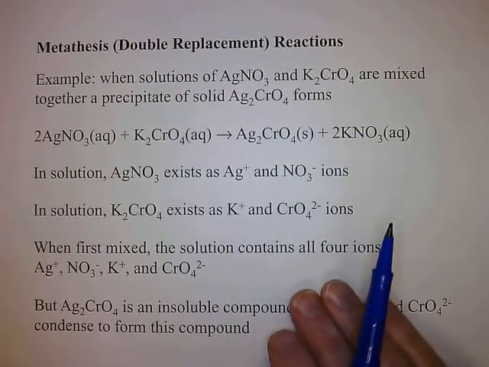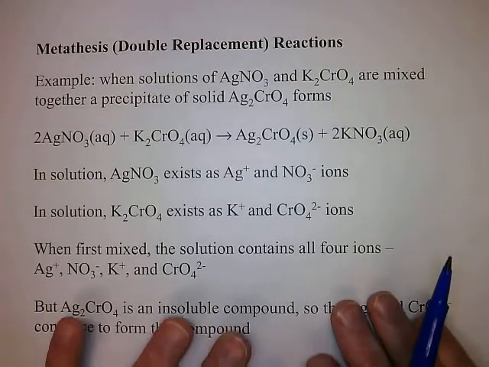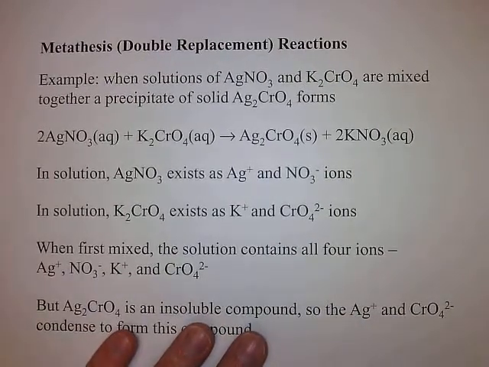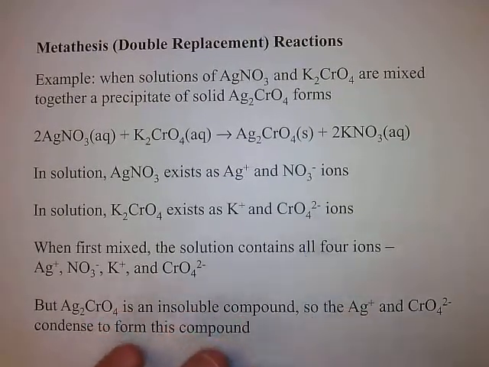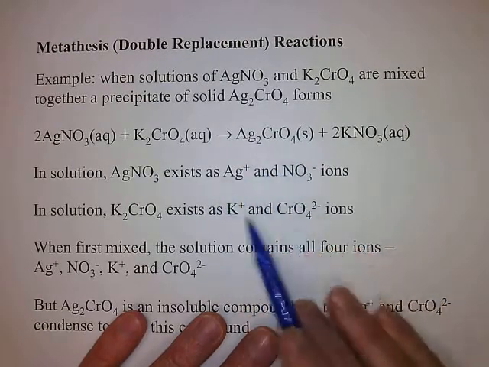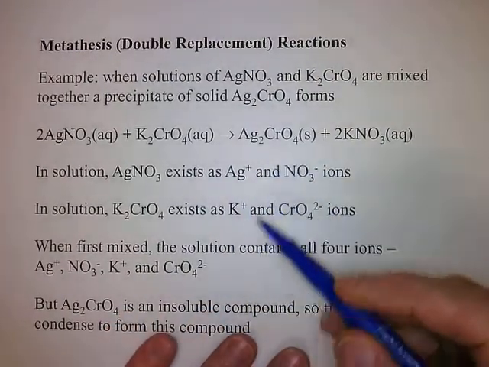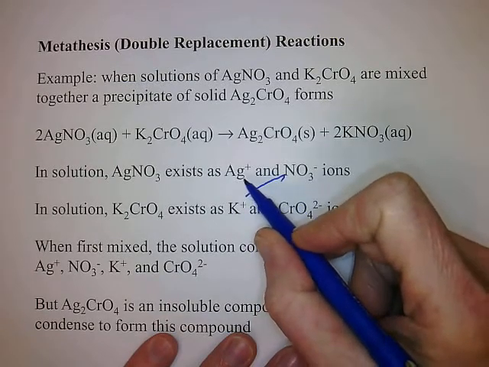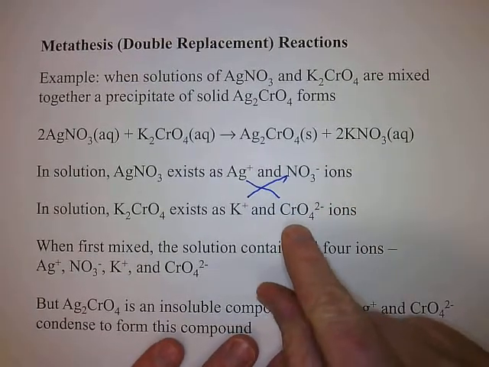So when you first mix it, you could either pour one solution into another, or you could pour them into a third container, but temporarily at least, all 4 ions are present in the same solution. Okay, so initially we had silver and nitrate and potassium and chromate, and then we can mix them. When we mix them together, the potassium can potentially come into contact with the nitrate, and the silver can potentially come into contact with the chromate.